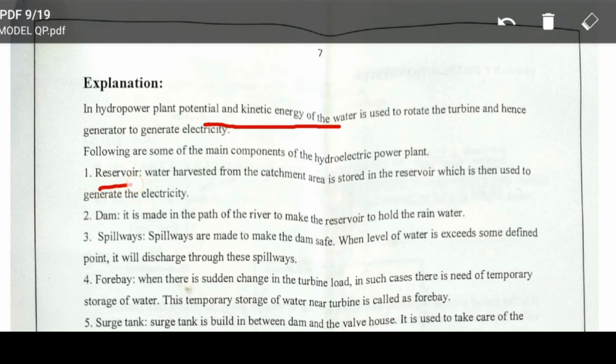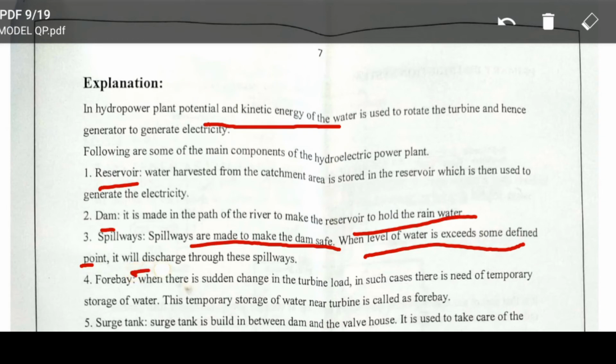Reservoir, it stores the water. Dam, it is built across the path of a river to make the reservoir hold the rainwater. Dam spillways are made to make the dam safe. When the level of water exceeds some defined point, it is discharged through these spillways.